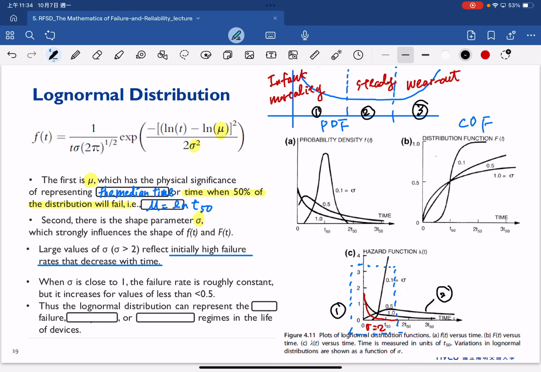If you put sigma roughly around 0.5, basically you can get a pretty constant failure rate. That is exactly similar to the case of our steady state. And then finally is wear out. Wear out means we start to see degradation. We start to see the failure rate increase as time passes by. And therefore, which sigma can be used to model this one? That will be equal to this one if sigma is very small.